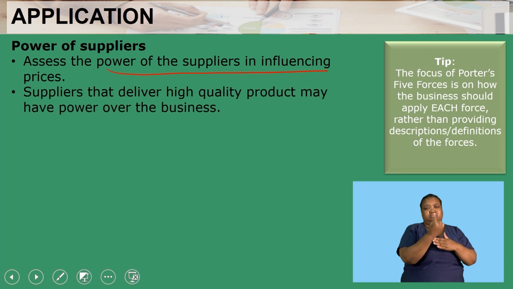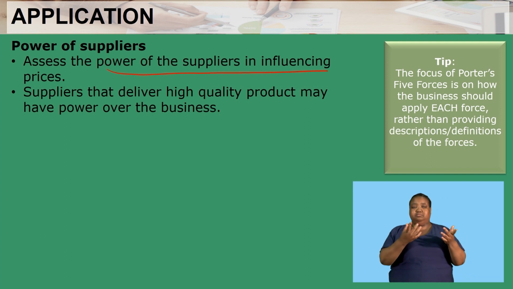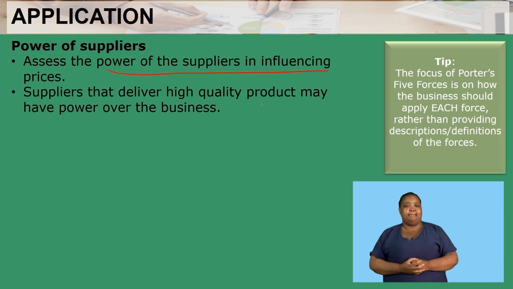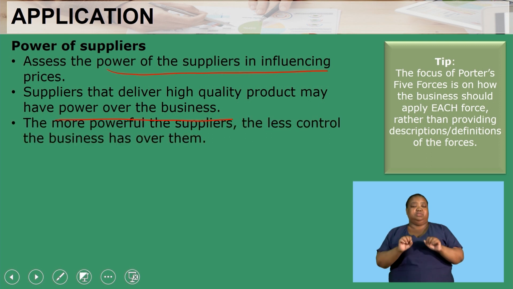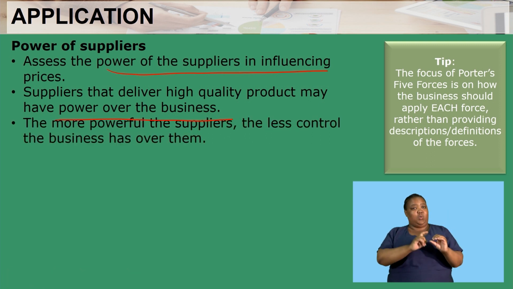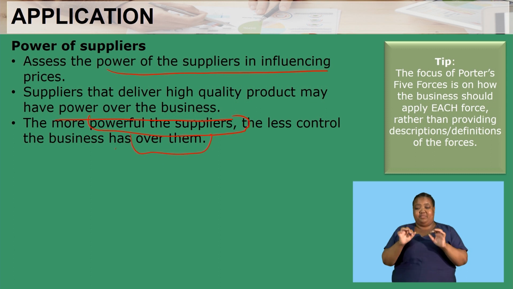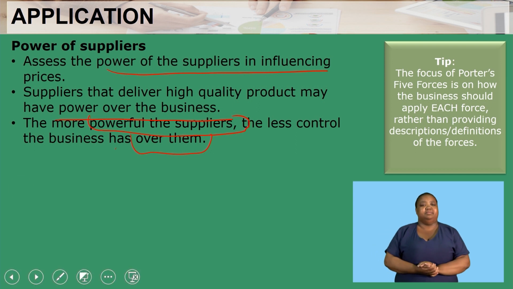So if he's the only person, that means he's got more power, because he is delivering a high quality product, and he can influence the prices because he is the only supplier. So suppliers that deliver high quality product may have power over the business, because we want that particular supply because of the high quality product that they are supplying us with. So the more powerful the suppliers, the less control the business has over them. So meaning the supplier can dictate the prices. They've got the power to influence the prices.